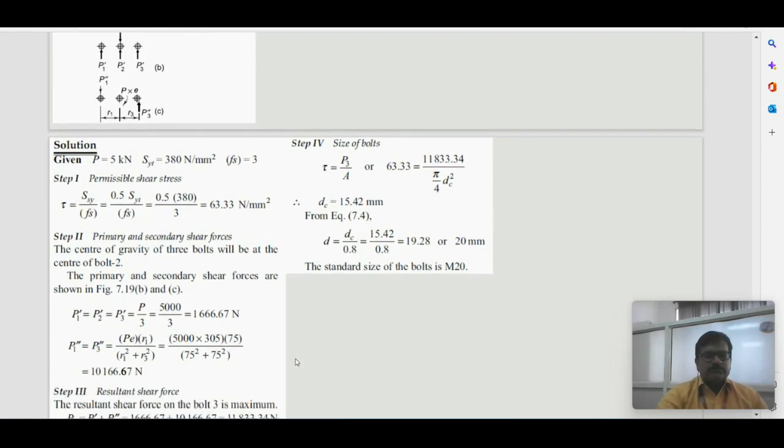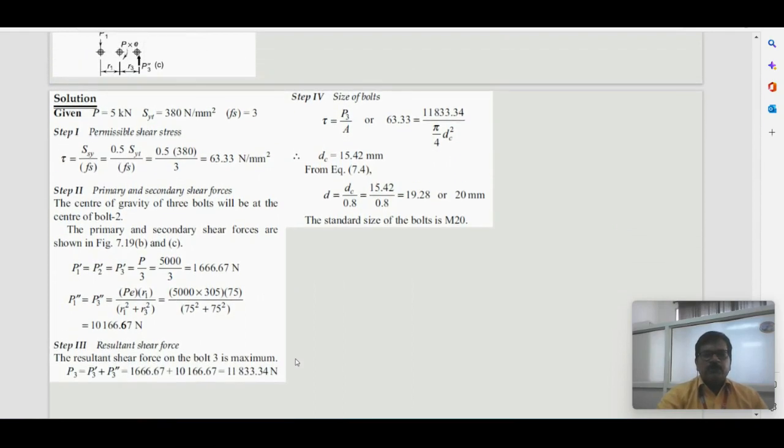Now we can find out the diameter of the bolt from the load and area. So shear stress is given as 380 yield point stress, factor of safety is 3. Now you can find out the allowable tensile stress as 380 by 3, and we also know that the relation between the allowable stress in tension is twice that of the allowable stress in shear. So therefore it is 0.5 of 380 divided by 3, so that is 380 by 6, so it's around 63.3 Newton per mm square.